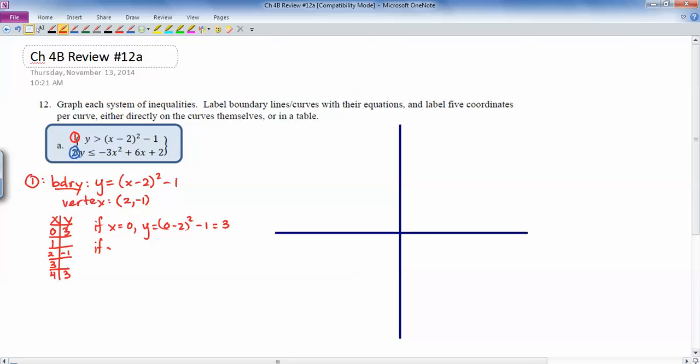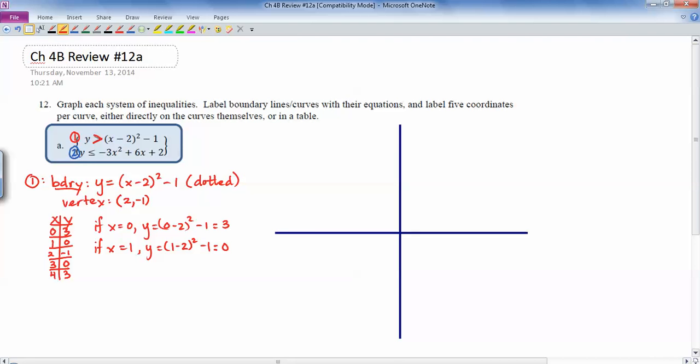And if x is 1, then y is going to be (1 minus 2) all squared minus 1, which is negative 1 squared, which is positive 1, minus 1, which is 0. So I get 0 here and 0 there. So that's enough to graph the boundary. And notice up here, it's a greater than sign, not a greater than or equal to sign. So I'm going to draw my boundary curve with dotted segments.